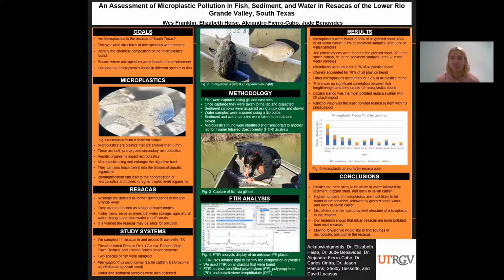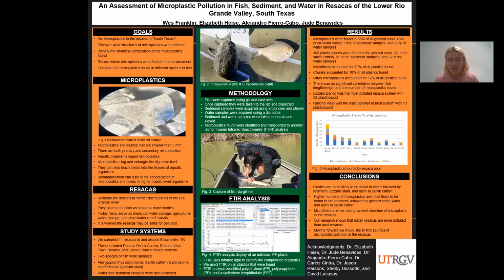So for our methodology, fish were captured using gill and cast nets. Once these fish were captured, they were taken to a boat and they were identified down to species. The native species were released, the invasive species were terminated. Besides Dorosoma cepedianum and Pterygoplichthys disjunctivus, these were collected for our research. Water samples were acquired using a dip bottle, and our sediment samples were acquired using benthic cores and also shore shovels.